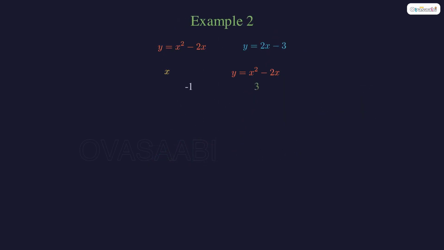Example 2. Solve y equals x squared minus 2x and y equals 2x minus 3. Build the table for the quadratic first. Substitute each x value carefully. Remember the minus 2x part.